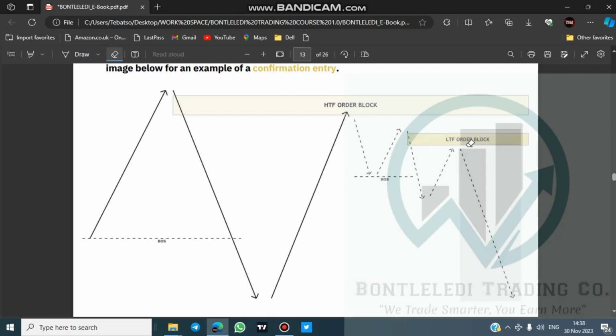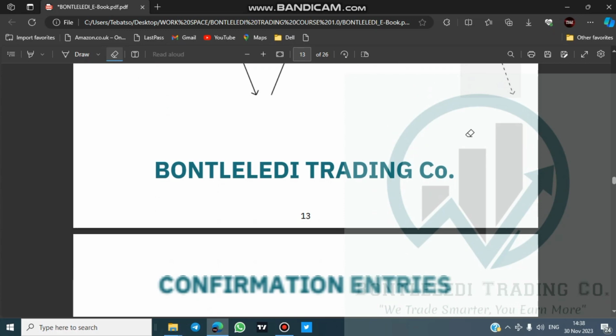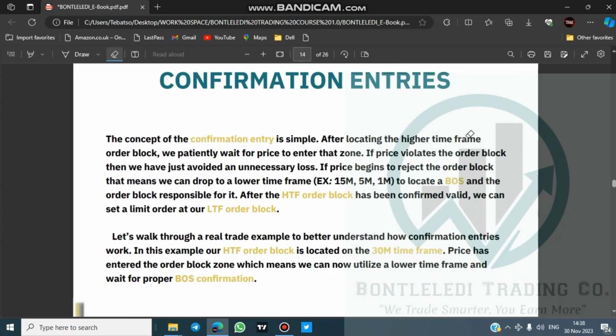But with this one, with the lower time frame, you analyze this and then you go to the lower time frame order block to confirm. You wait for confirmation, then you set up your orders, and then you enter. You get the point? So what are the confirmation entries? What is this type of entry?